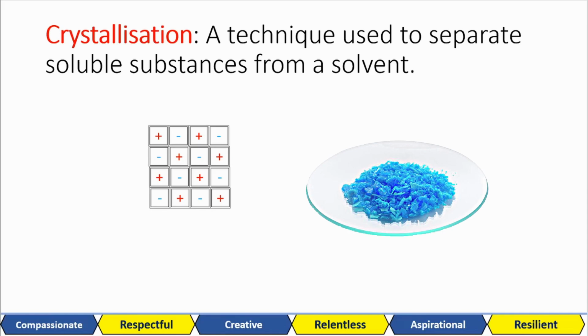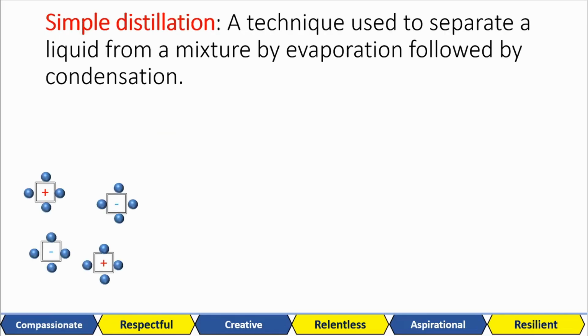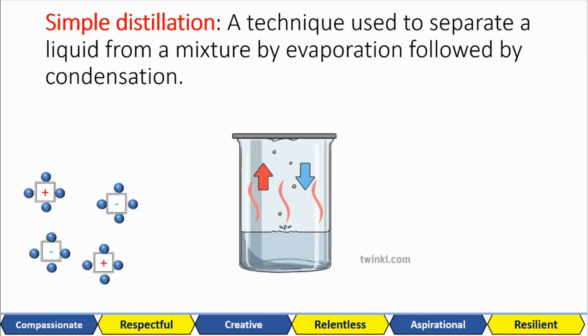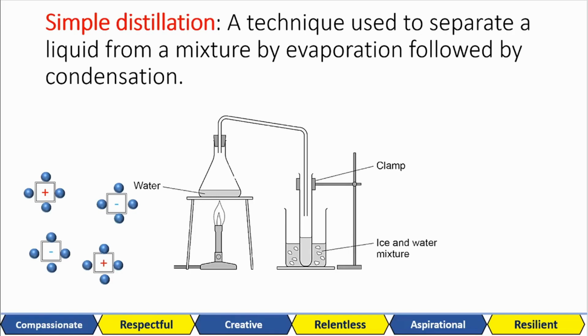But what if we wanted the water and not the salt? That will take us to the next technique. Simple distillation is a technique used to separate a liquid from a mixture by evaporation followed by condensation. A quick reminder here. Evaporation is when a liquid turns into a gas, and condensation is when a gas turns into a liquid. This is the setup that you will have for simple distillation.